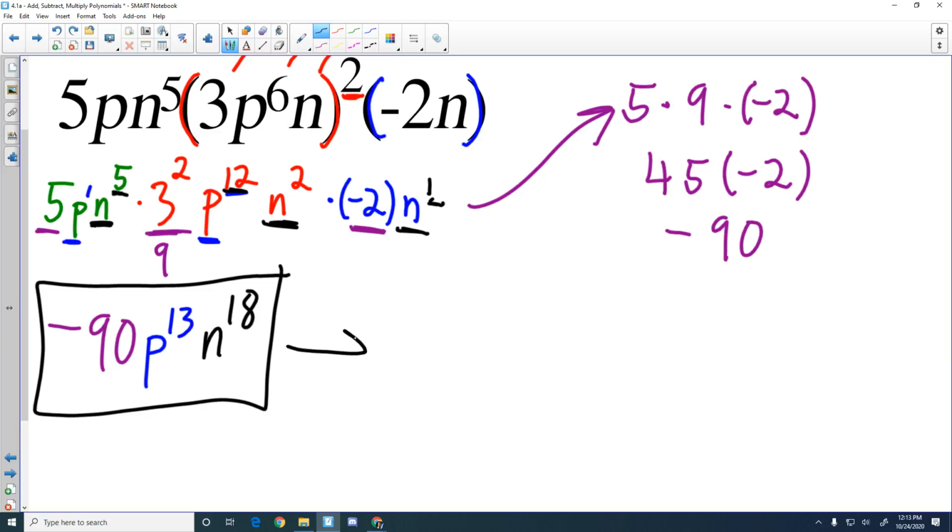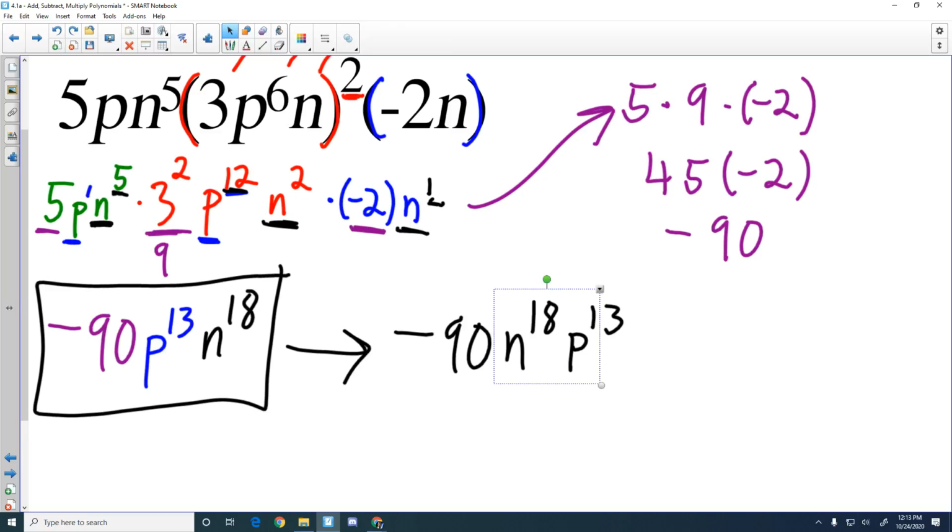I guess technically we could put the variables in alphabetical order. Sometimes that's preferred. I'm not going to get too stingy about that. I'm fine with you leaving the variables in any order, but it should be the coefficient first, and n comes before p, so it should be n to the 18th, p to the 13th for the true, proper final answer. Hopefully you got those right.